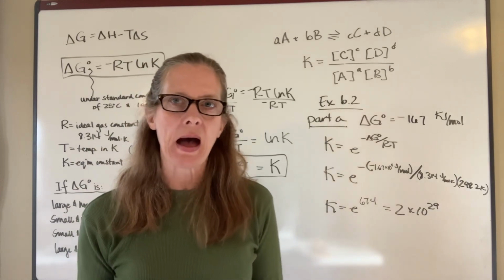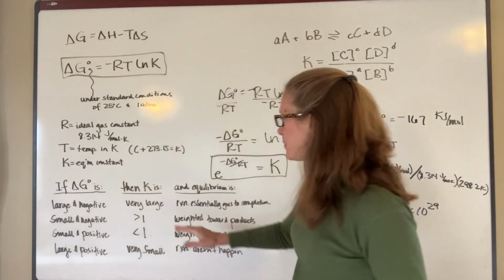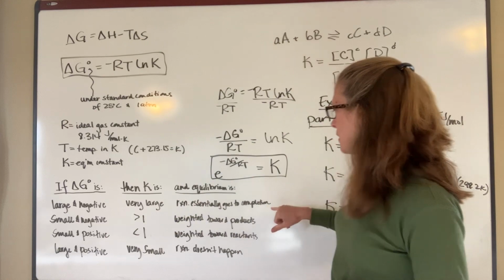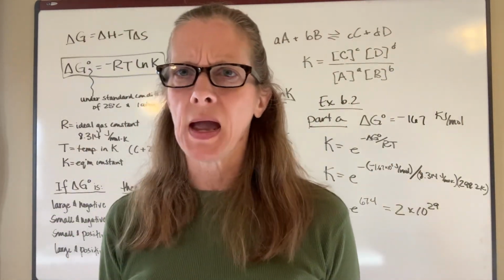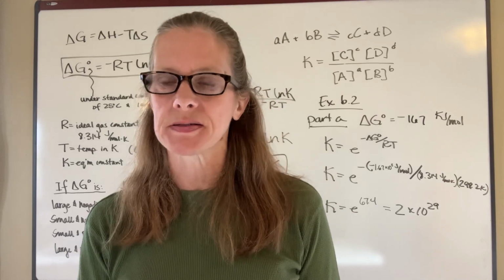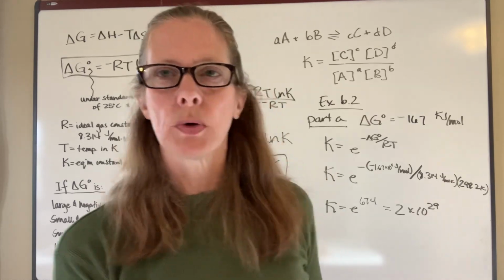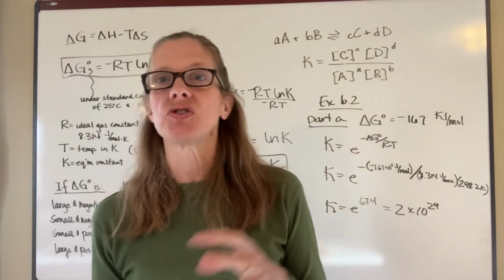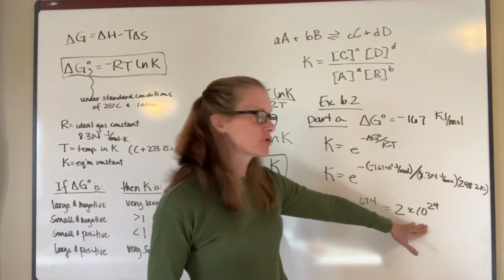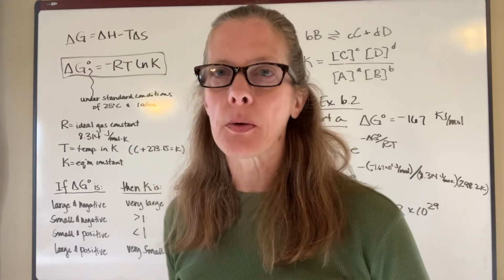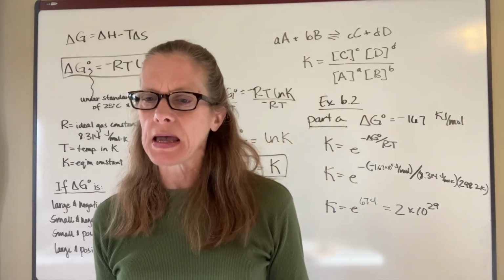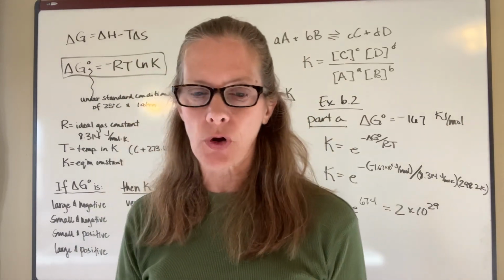And so when I have a K that is that big, when it's very large, that means essentially that the reaction is going to go to completion. There's not going to be any reactants left. So when we talk about very small, very large, that's what we're talking about. We're talking about absolutely huge numbers. He worked out parts B and D for you. Again, I think you can probably handle those on your own.